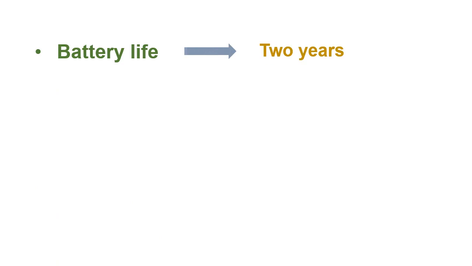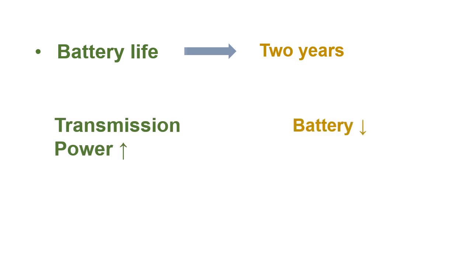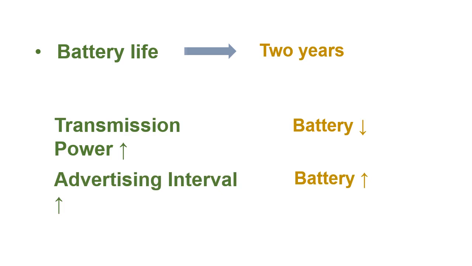And finally, the third term we want to know is the battery life. Beacons have long battery lives of 2 years when they are set to their default configuration. Transmission power and advertising interval affect the battery life of a beacon. Transmission power is inversely related, while advertising interval is directly proportional to battery life.